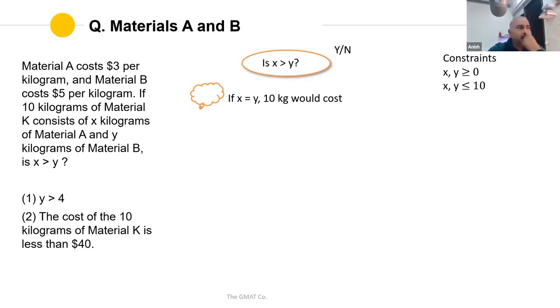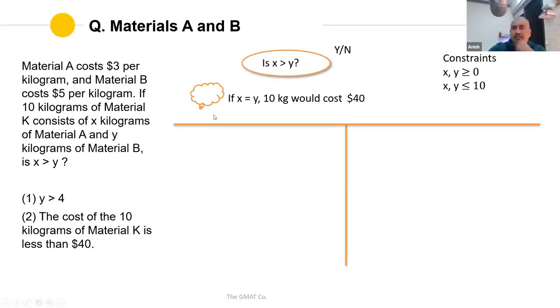That's one way to think about it. 5 times 3 plus 5 times 5. So 15 plus 25, 40. Together, the mixture would cost $40 if they were in equal quantity, equal weight. This is something that I thought about before heading into the statements, so I'm sharing it with you also. All right. Now let's get into the statements.